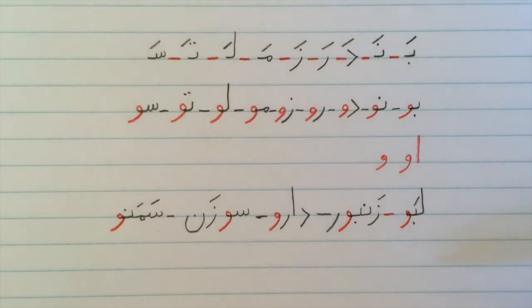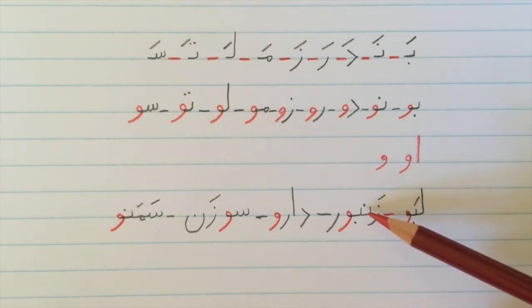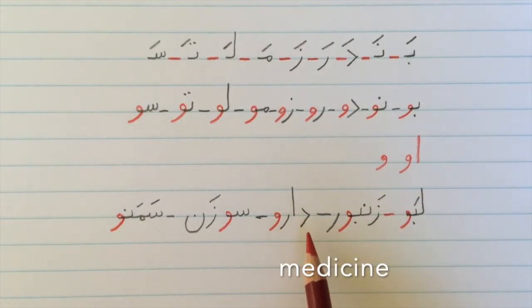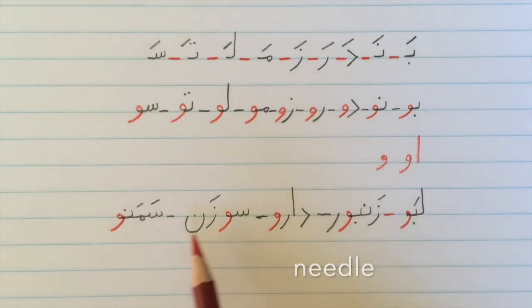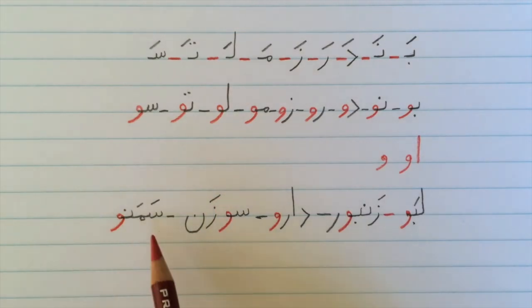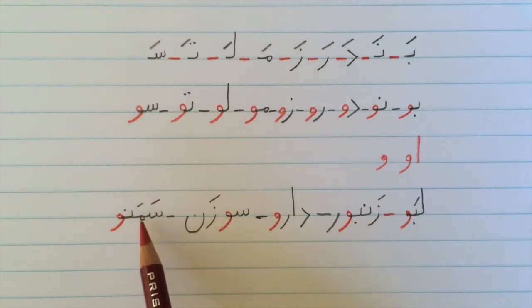Alright, I'll repeat these once more. Labu. L-a becomes la, b-u becomes bu, labu. Zanbur. Z-a-n becomes zan, b-u and r becomes bur. Daru. D-a-r and u becomes daru. Suzan. S and u, su, z-a-n, zan, Suzan. Samanu. Three syllables. S-a becomes sa, m-a becomes ma, n-u becomes nu.